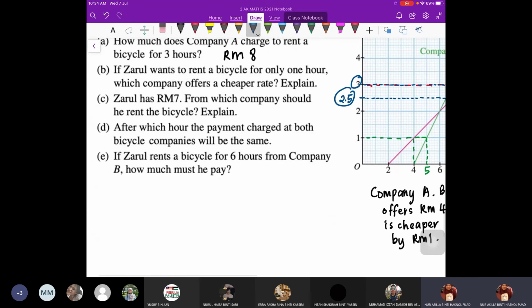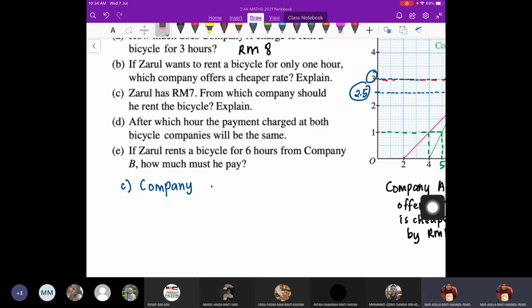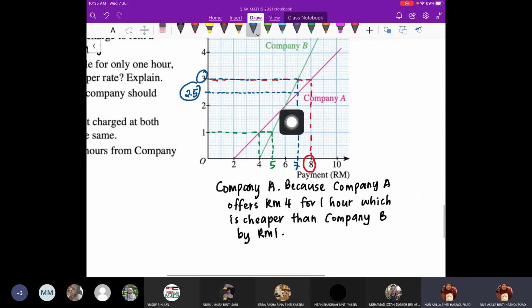Why? Okay, saya tulis kat bawah lah. C company B. Kenapa company B kita patut pilih? Kerana dengan RM7, company B saya boleh guna sehingga 3 jam. Company A hanyalah 2.5 jam sahaja.